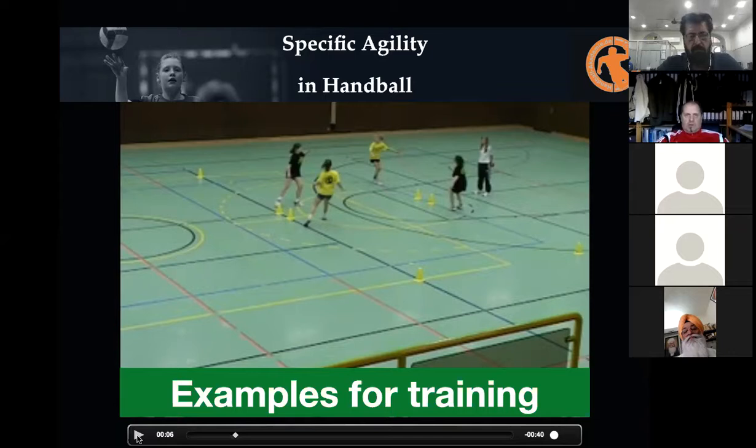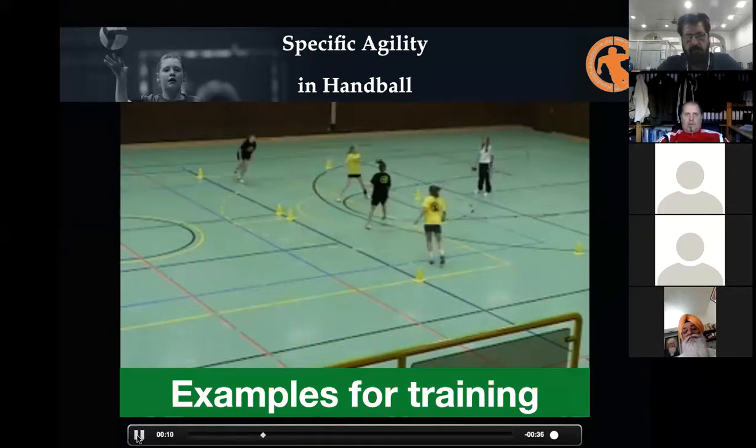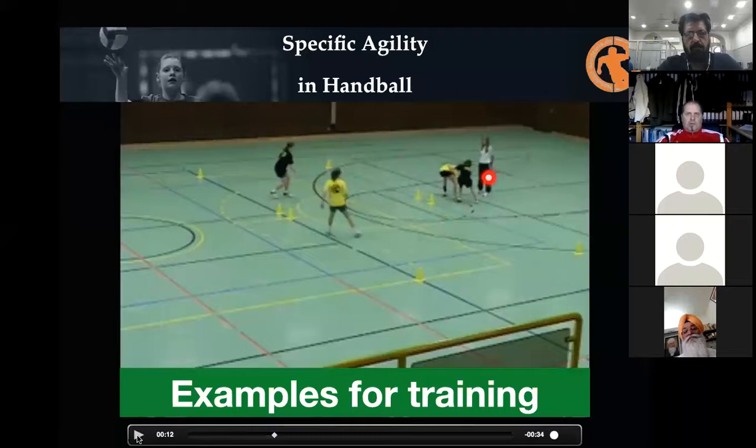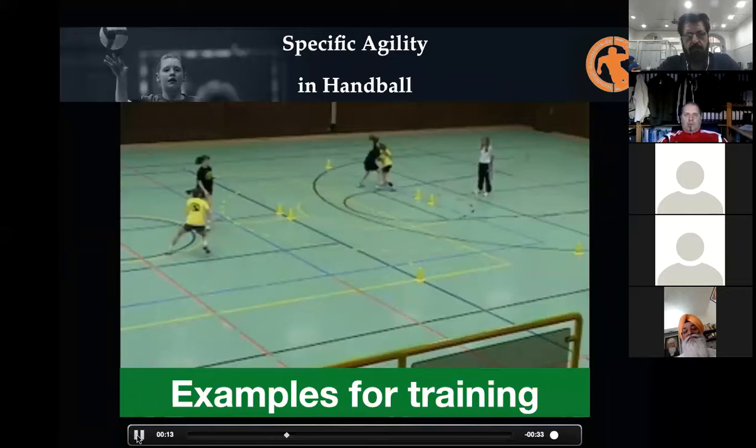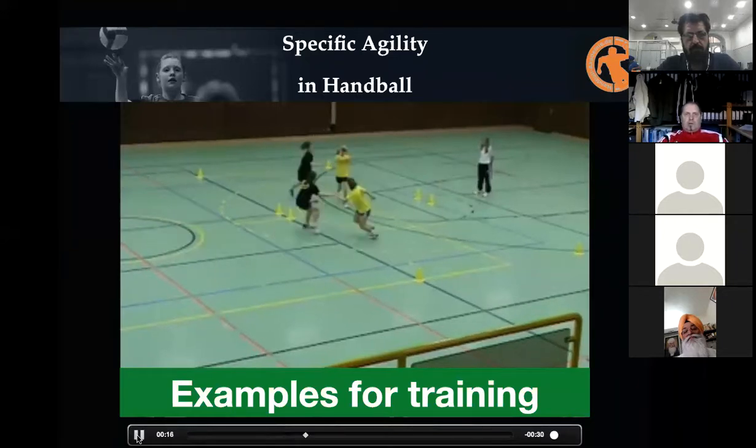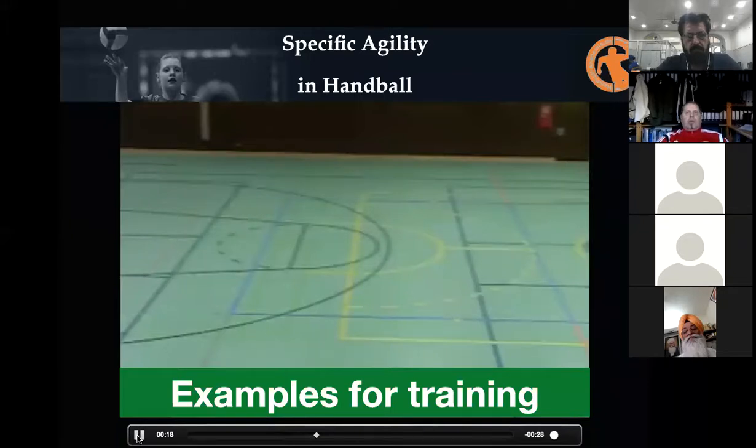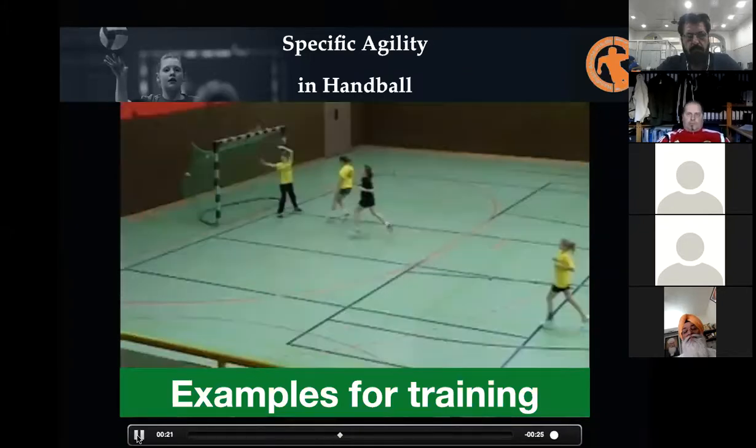So you can see it's like in a mirror. Now the coach, she was in possession of the ball and she dropped the ball at a certain moment. Now the players have to fight for the ball. Yellow team was getting it. And then it's a 2-on-2 situation. The players go to the other goal.